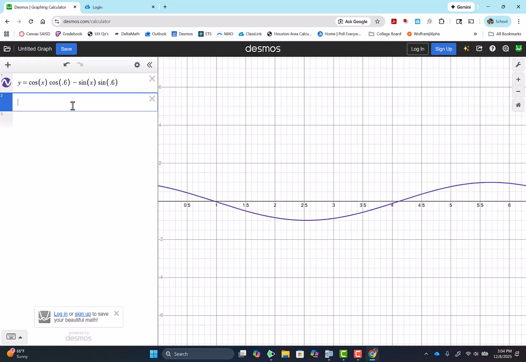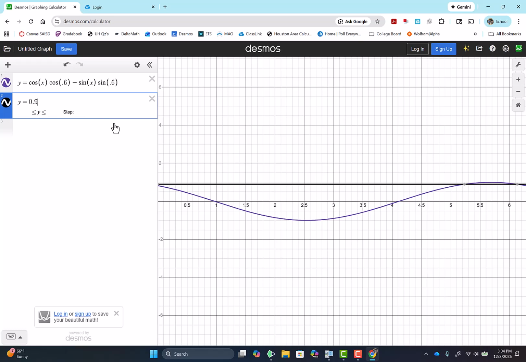What did I want it to equal? 0.9, right? 0.9. All right, this one's not going to give me a decimal. I mean, it's not going to give me a pi in terms of pi. Check it out. Did we get 5.2321?